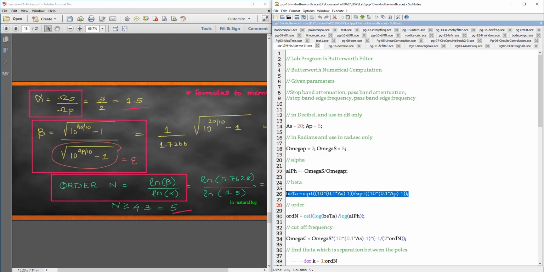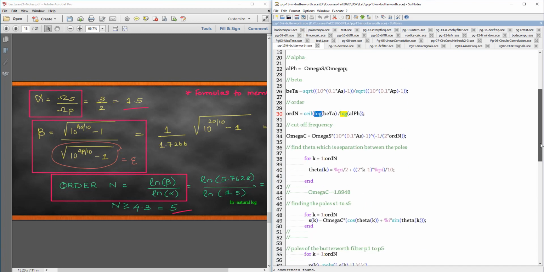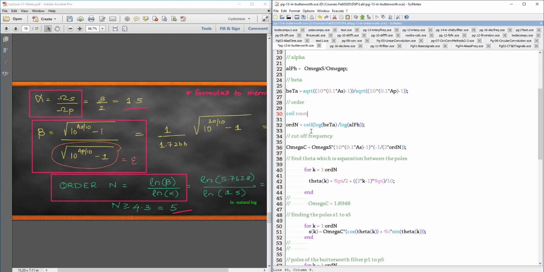So now let me come to this. See, the alpha equation is given here, which is omega S by omega P. My beta is given here, the square root of 10 to the power of 0.1 AS minus 1, divided by this equation I have just typed here. Good. So then I get my alpha and beta, and then I compute the order, which is log beta by log alpha, where log is the natural logarithm in Scilab, and then we ceil. The ceil rounds to the highest integer.